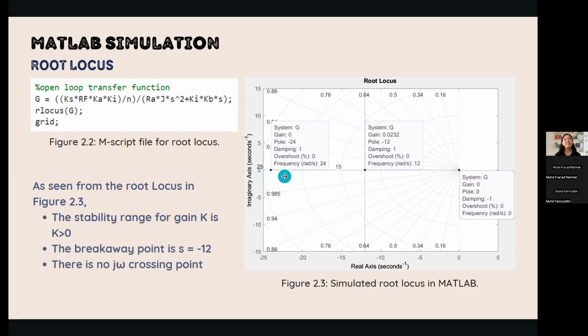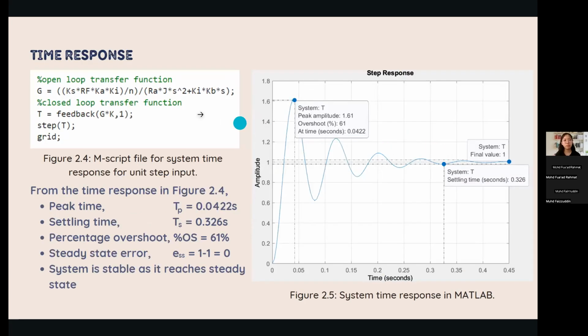From the generated root locus, for the m-script file right here, I use the same equation, but above this equation we already assigned the variable values. Using the rlocus function, we can generate the root locus graph. Based on the root locus, we can see once again that the stability range for gain k is k larger than 0, the breakaway point is s equals -12, and there is no imaginary crossing point. So this is the time response.